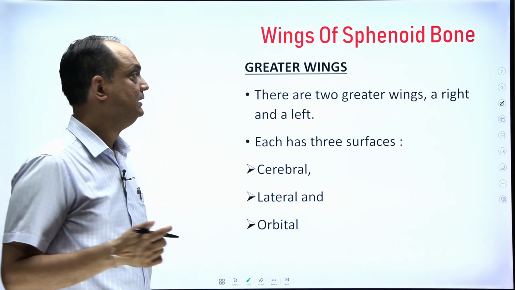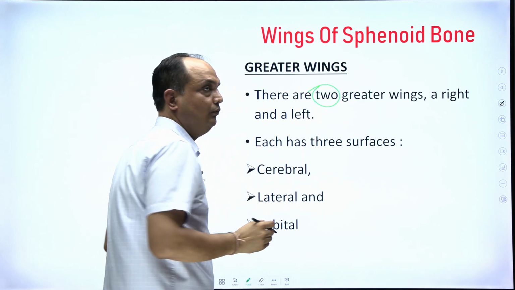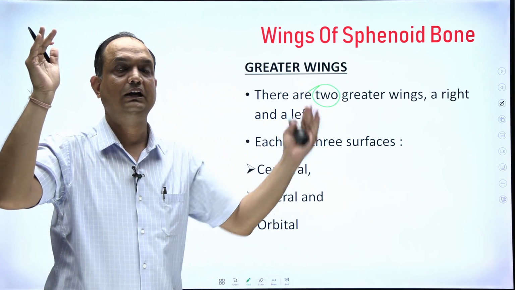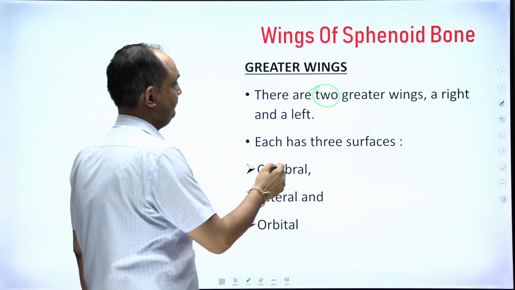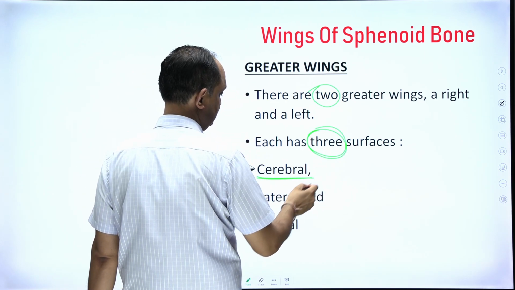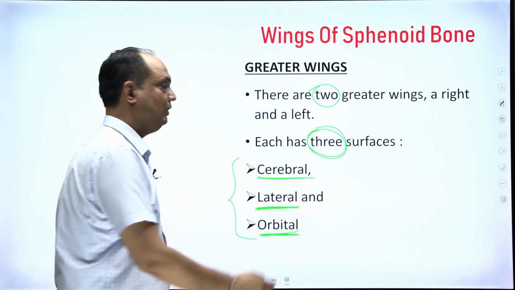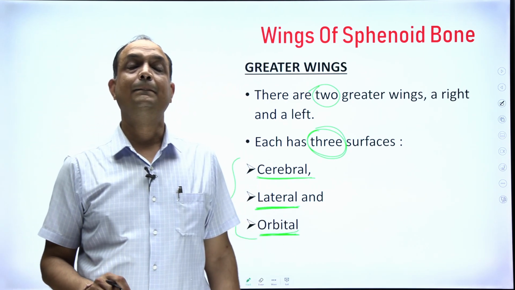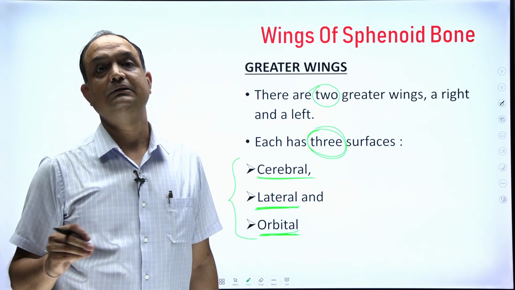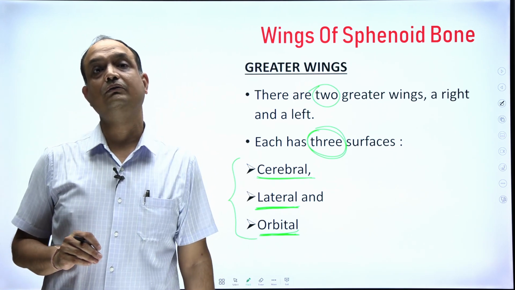When you see the greater wing, you know that there are two greater wings. One goes to the right, one goes to the left, and every greater wing has three surfaces: the cerebral surface, the lateral surface, and the orbital surface. So we will see all these three surfaces, their important features, bony landmarks and structures related to all three surfaces of the greater wing.